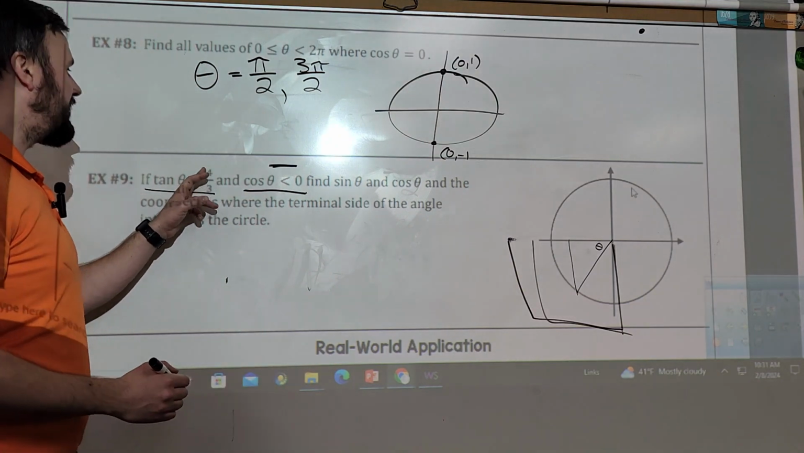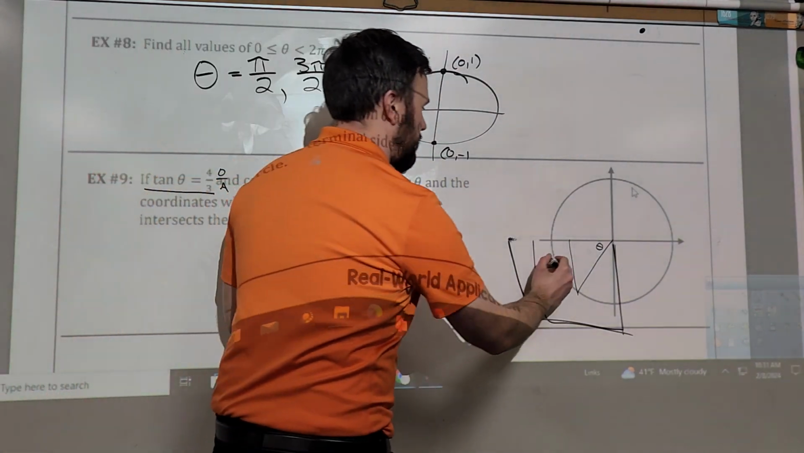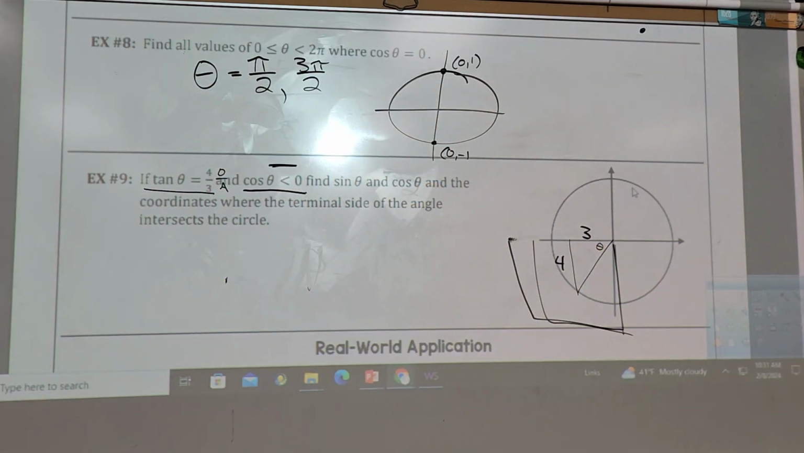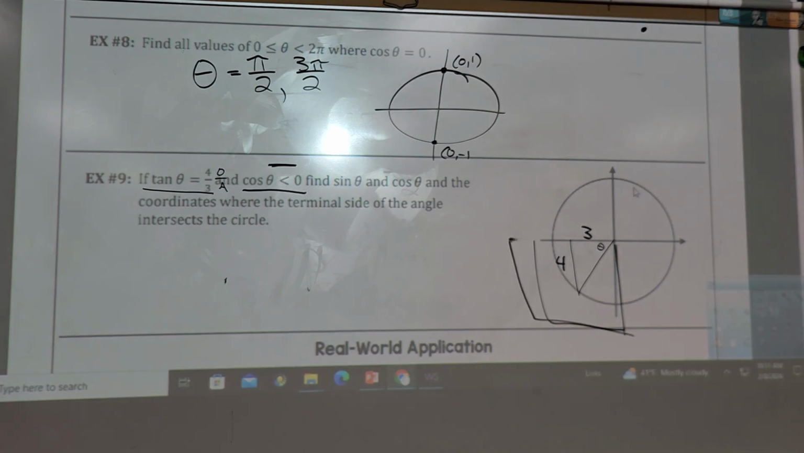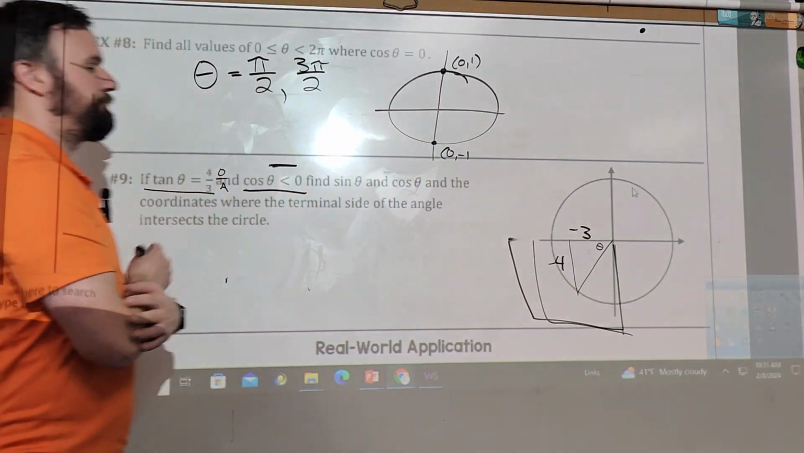Tangent is opposite over adjacent, right? So that means it's going to be 4 and 3, right? Y'all agree on that? But now since I'm in quadrant 3, if I want to make my life easier, what's going to be true about my sine and my cosine? They're both going to be negative, right? So no matter what I get, I got to ensure they're both negative. But to make my life easier, I went left and down, right?